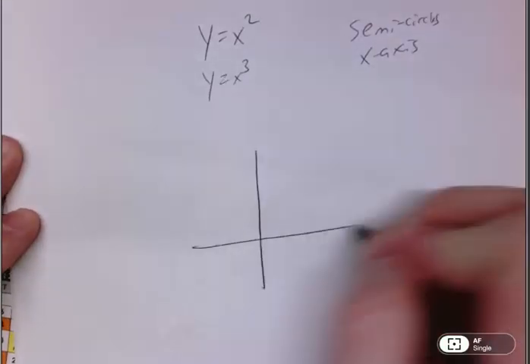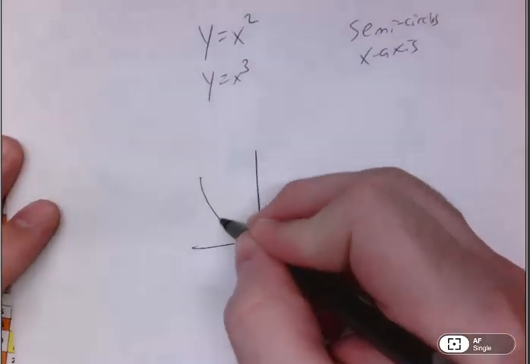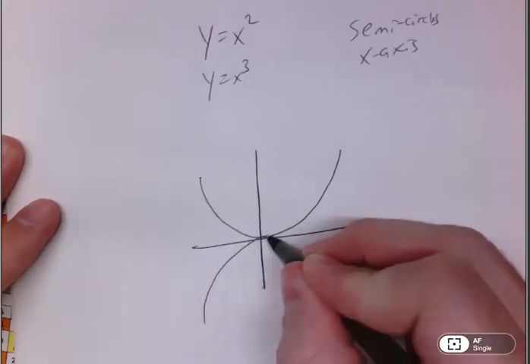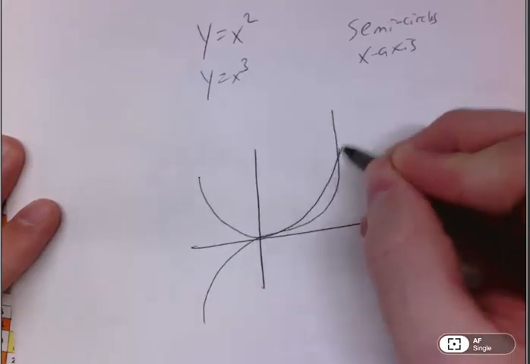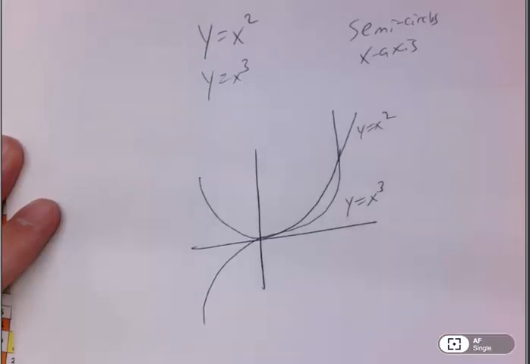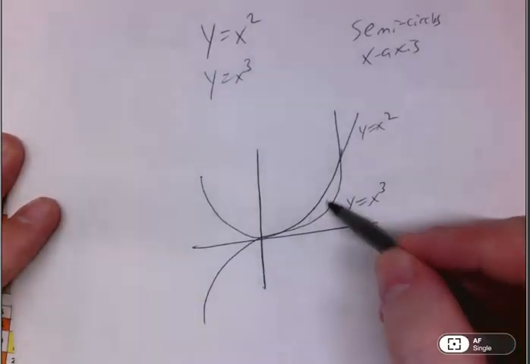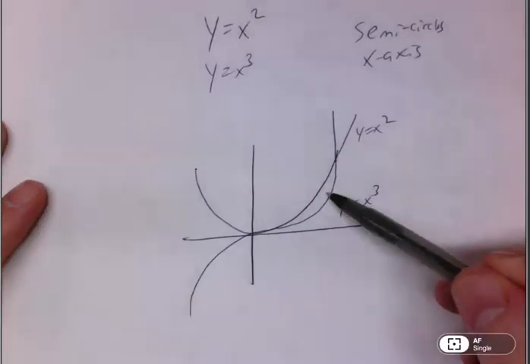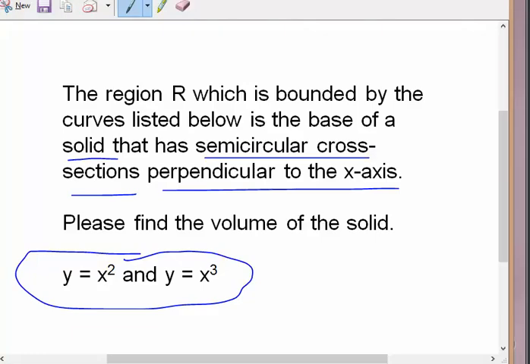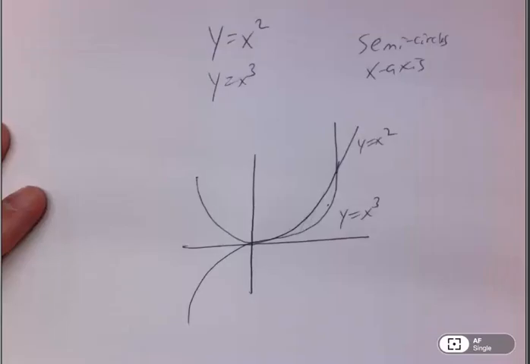If I were to just quickly graph this, y equals x squared is something like this, y equals x cubed is something like this, and then eventually the x cubed overtakes the x squared. Okay? So this is the region we're dealing with. And again, we're not taking this region and revolving it over the x-axis. If you look carefully at the way it's worded, and this is the dead giveaway, they're telling you the region is the base of that solid perpendicular to the x-axis. You already have the solid. You're not creating the solid.